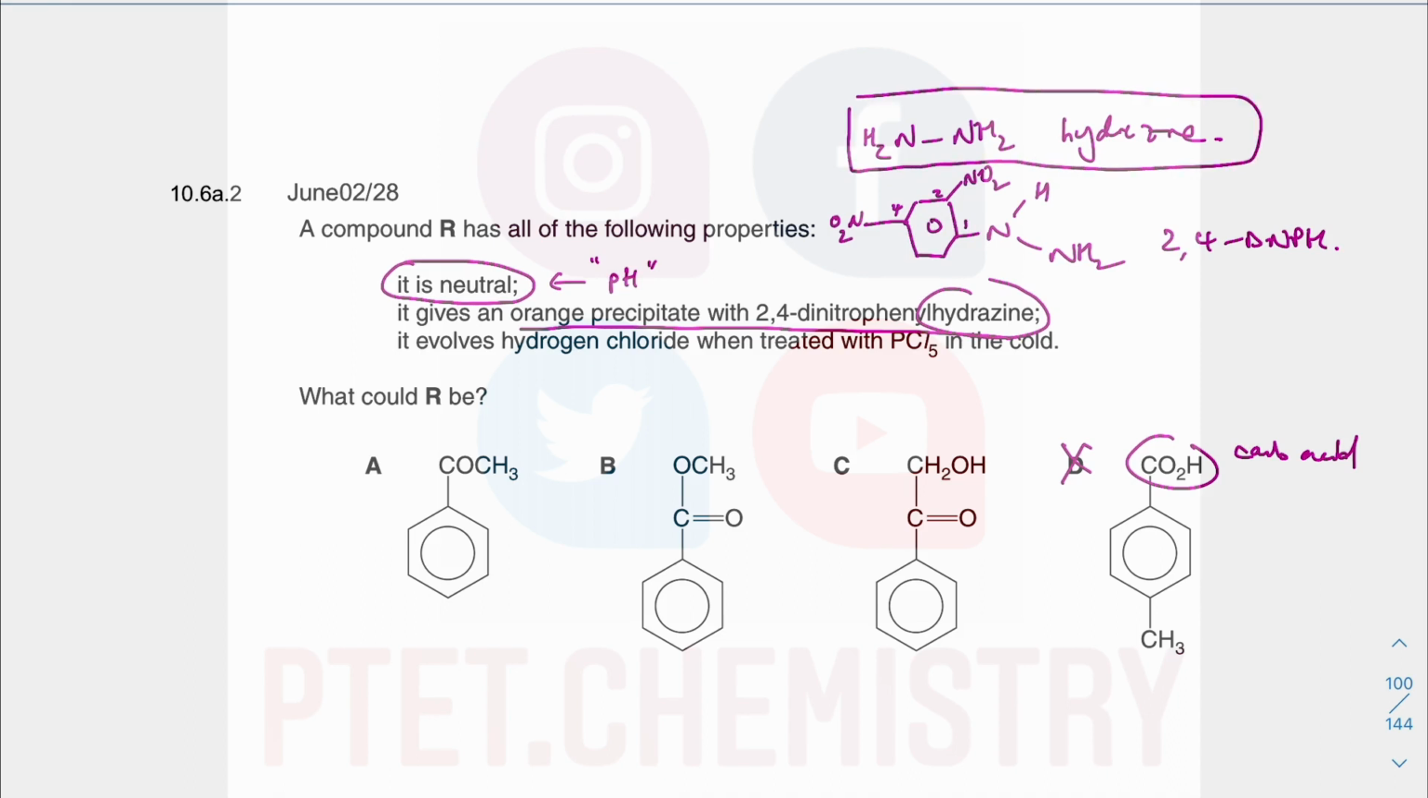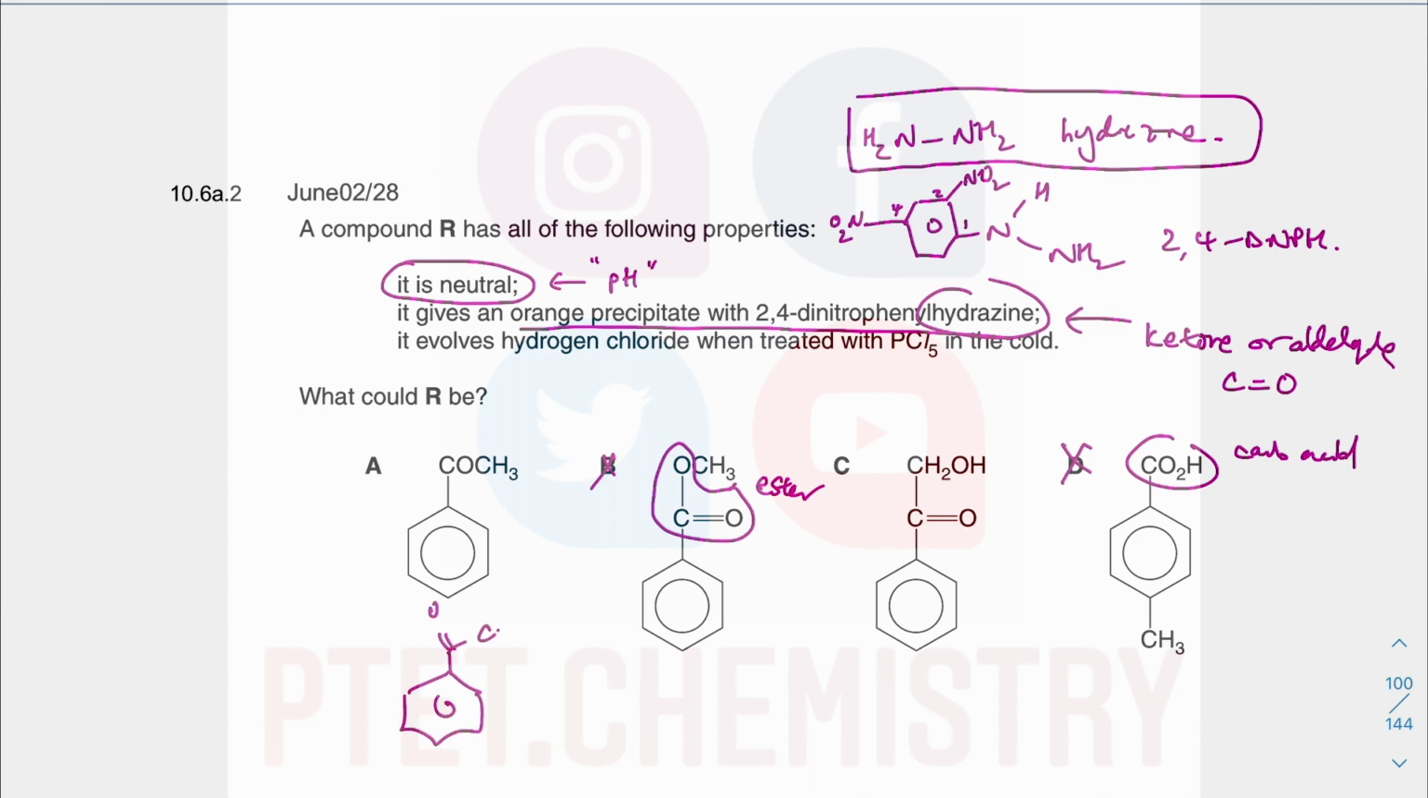So the fact they give you an orange precipitate with 2,4-DNPH means it has a ketone or it has an aldehyde. Okay, it must have a ketone or an aldehyde. Here what you have is an ester. Okay, C double bond O, there's an ester. This is a ketone. This is also a ketone. If I show it, then it's clear. If anything is unclear, you should always draw it out and see it for yourself. So I'm left with A or C, right?